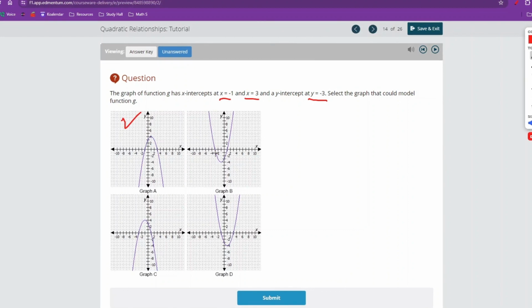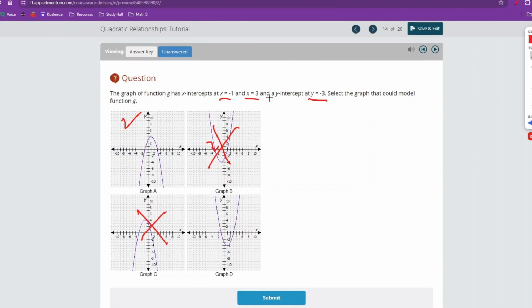Our second graph does not pass through negative 1. It passes through negative 3 here. So this one is not going to satisfy our given conditions. Likewise, this one does not pass through negative 1 or 3 on the x-axis. So we're going to invalidate that one. So our only other option is going to be 4, and we can confirm that it does pass through negative 1 and 3 on the x-axis.